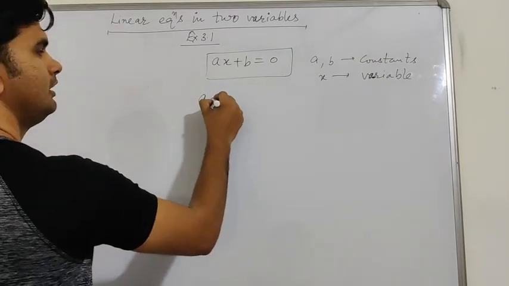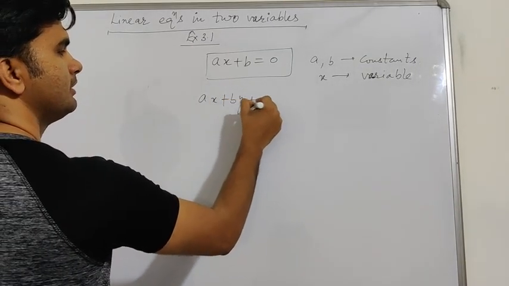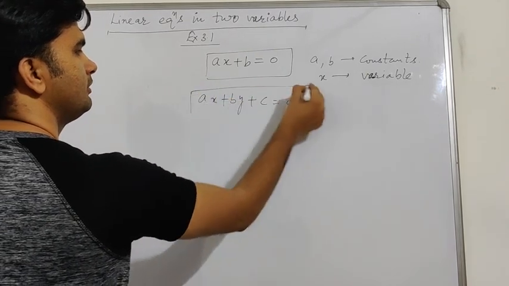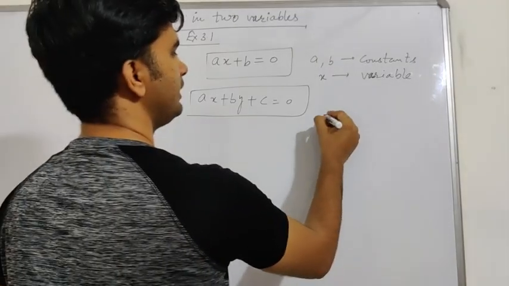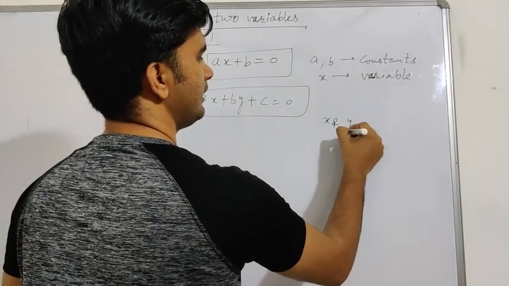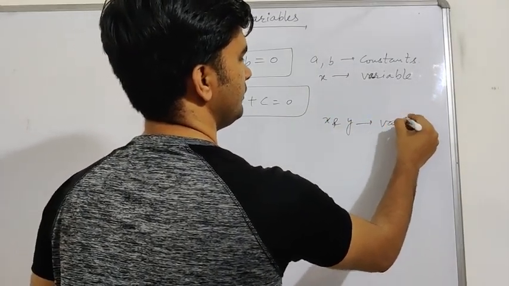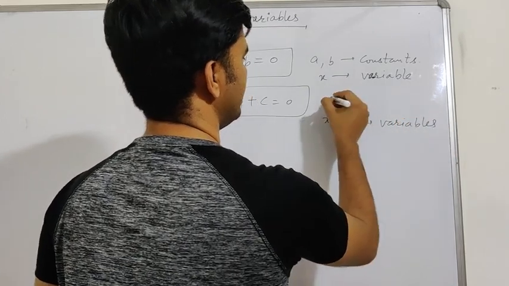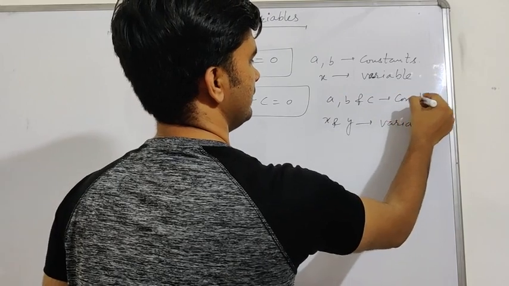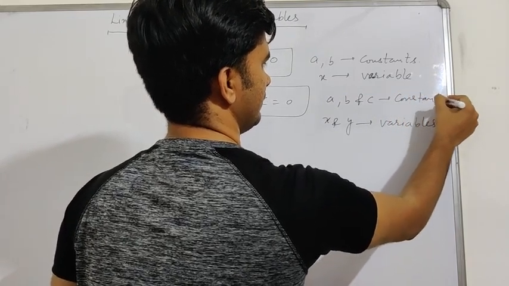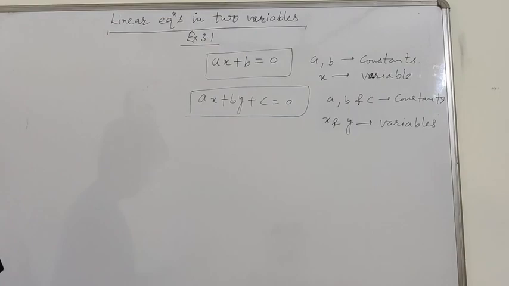Now ax plus by plus c is equal to 0. It is also a linear equation, but here two variables are there, x and y. These are two variables. a, b and c, these are constants, right?